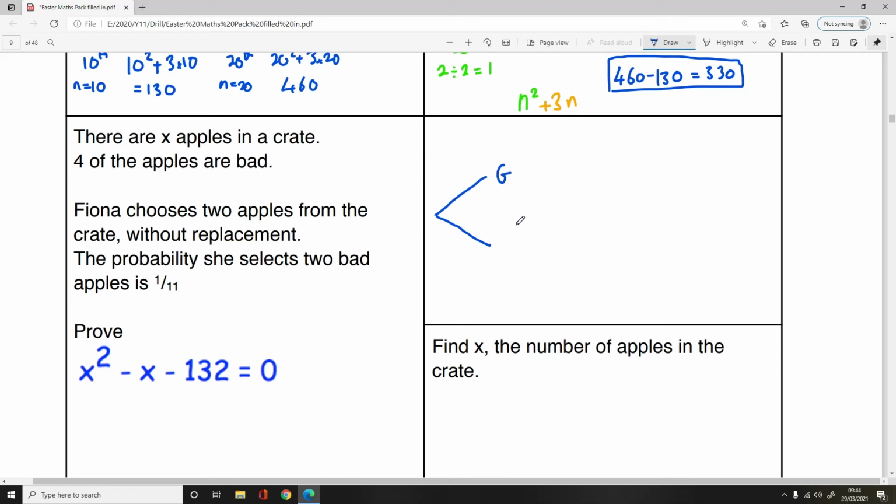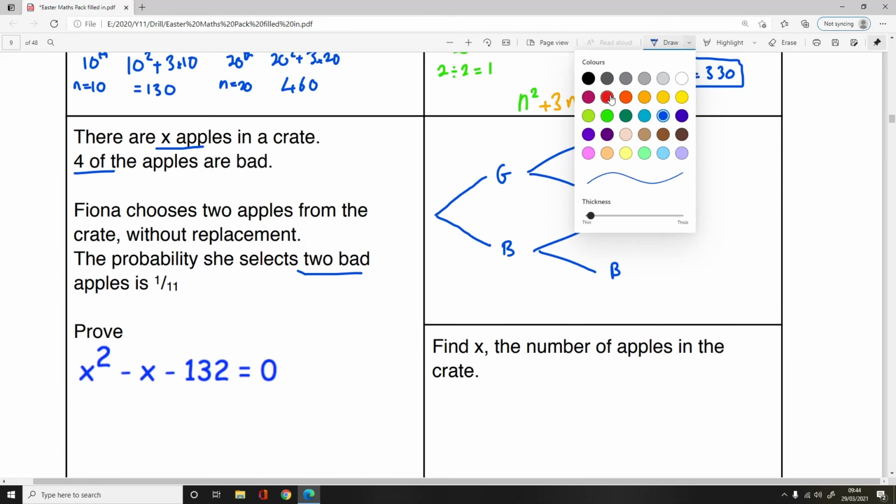What have we got here? Our apples are either good or they're bad, and we pick 2 apples. Now, we don't want to go over the top here. We want to pick the bit of the tree diagram that we're interested in. We want to find the probability we select 2 bad apples. We know 4 apples are bad. We know there are X in total.